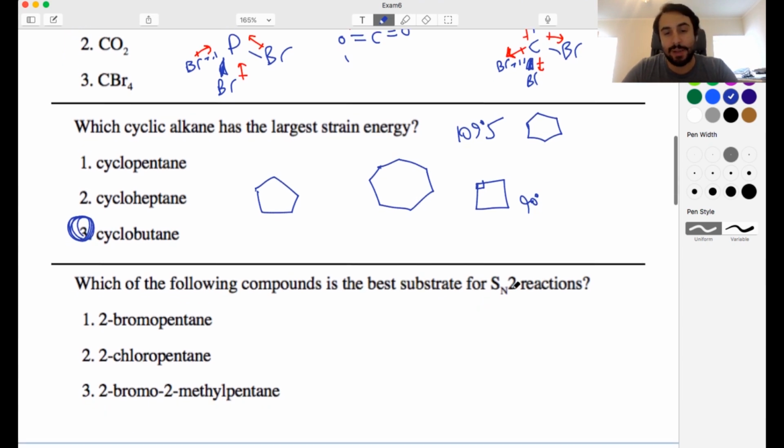Now, which of the following compounds is the best substrate for SN2 reactions? Okay, we've got 2-bromopentane. There's that one. We've got 2-chloropentane. And then we've got 2-bromo-2-methylpentane.